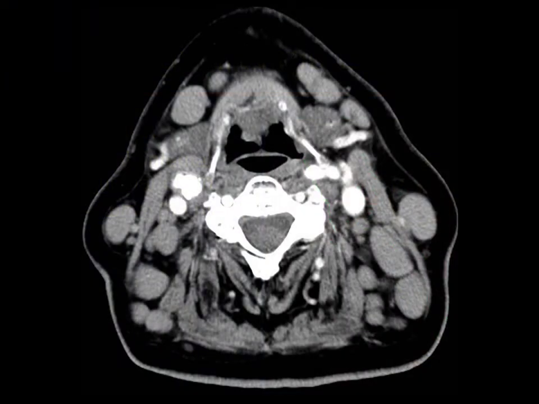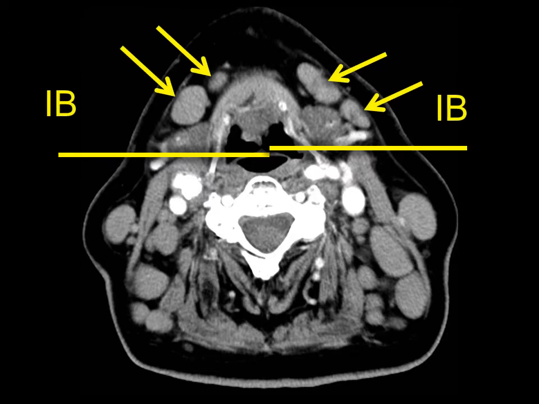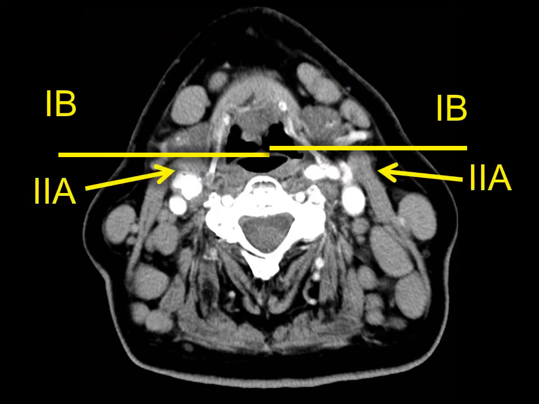Now this is an example of a patient who had large solid lymph nodes throughout their cervical soft tissues, and it helps us to remember these different nodal groups. If we find the submandibular gland and draw a line in the coronal plane through its posterior edge, that helps separate for us the level 1B nodes anterior to that line from the level 2A nodes posterior to that line.